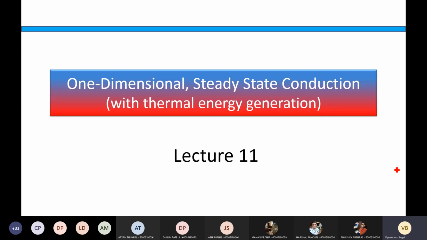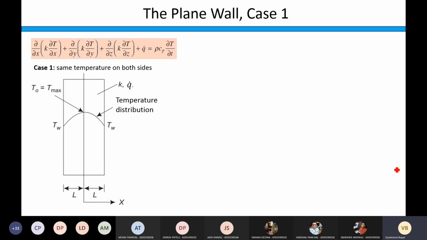So now from this point onward, we need to consider the first case. So the plane wall. Let us say this is case one. We are going to discuss three cases of plane wall itself. So case one I am just explaining here.